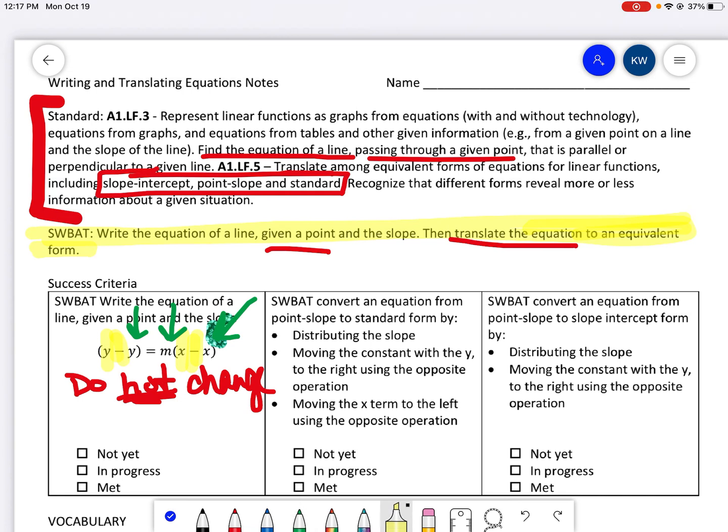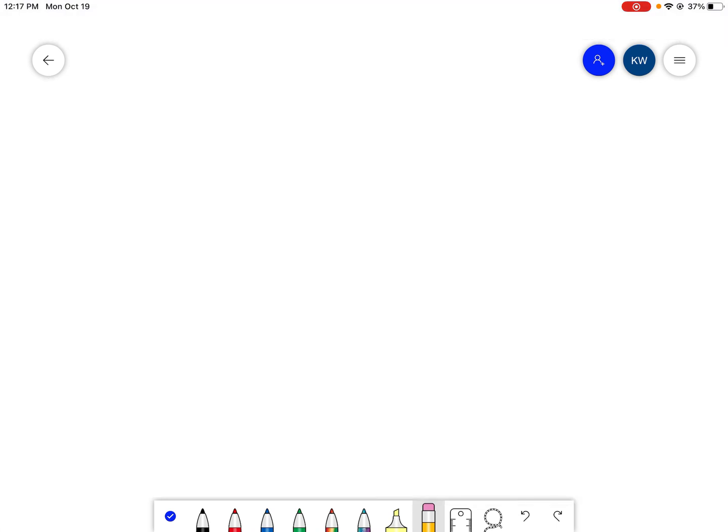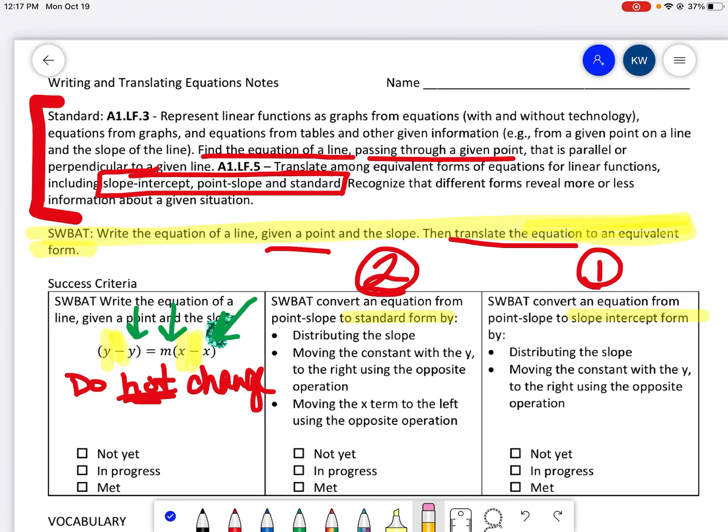For these pieces, I want to make sure you have highlighted that this is going to be standard form and slope-intercept form. We're actually going to do this one first, and then this one second. And you'll want to be able to see this later on.